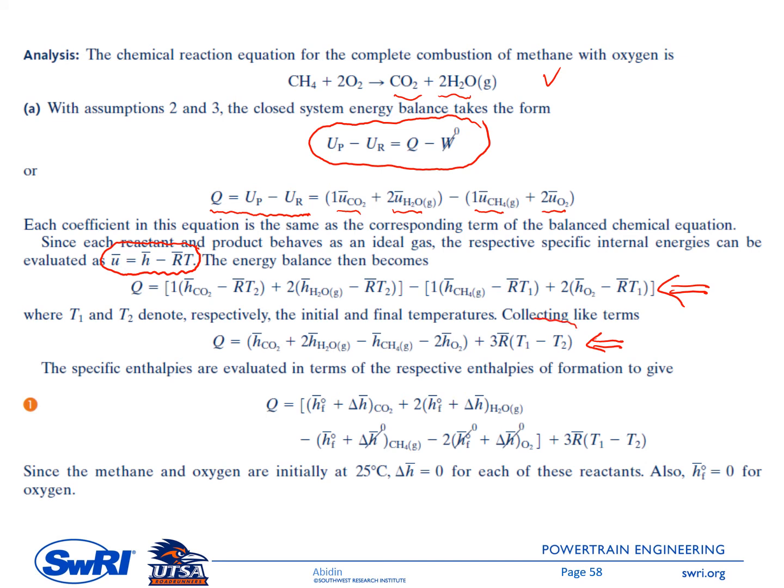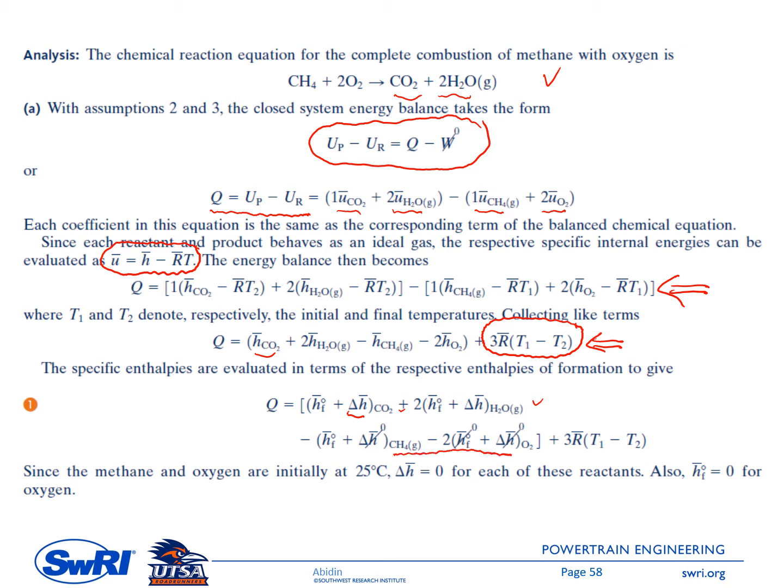On the last term of the right-hand side here we have 3 times R times (T1 minus T2). So you just collect the terms with R times T into one term here. And then you replace this enthalpy flow by the sum of the enthalpy of formation and the delta H. This one is for CO2 and this is water vapor, and this one is for the reactant.